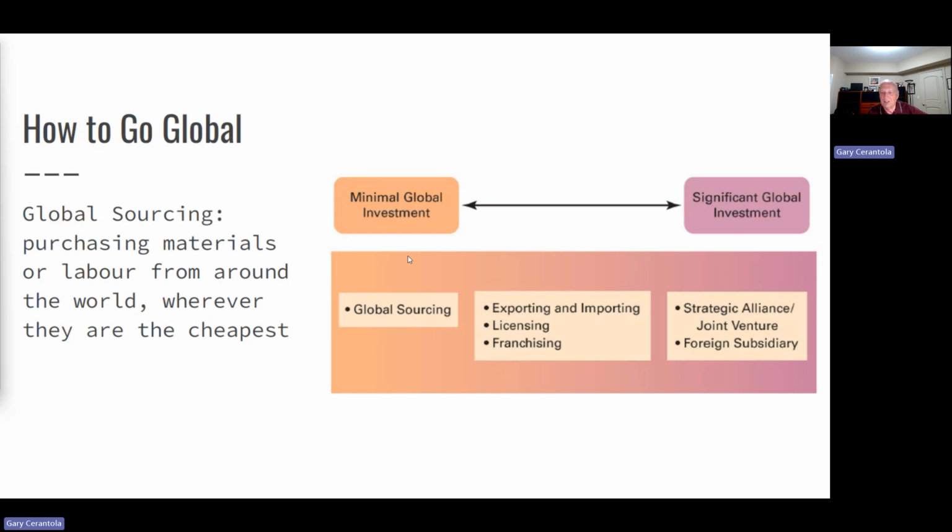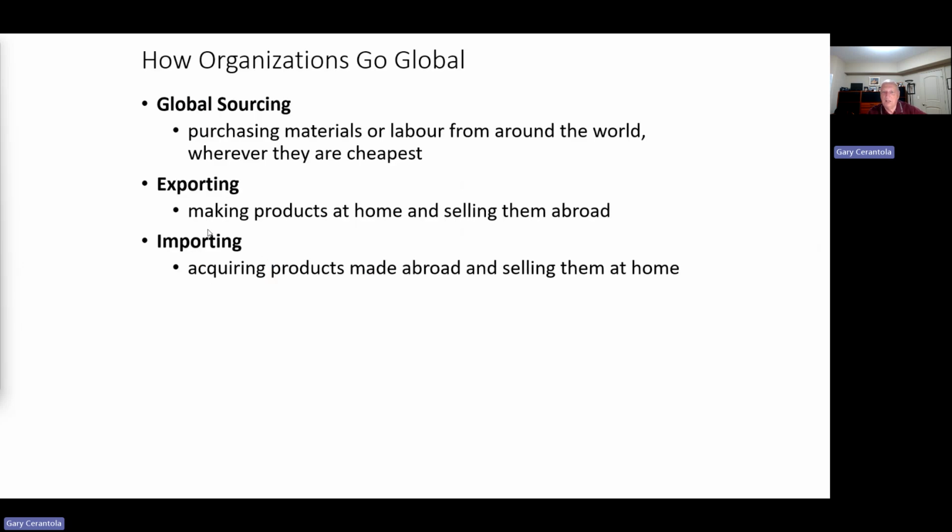So global sourcing is one where you'll go out and find the best materials. Maybe you can outsource the labor and have it produced somewhere else, offshore, to get your costs down, and sometimes to supply your domestic market alone. All right. So how do organizations go global? Well, they'll do global sourcing.